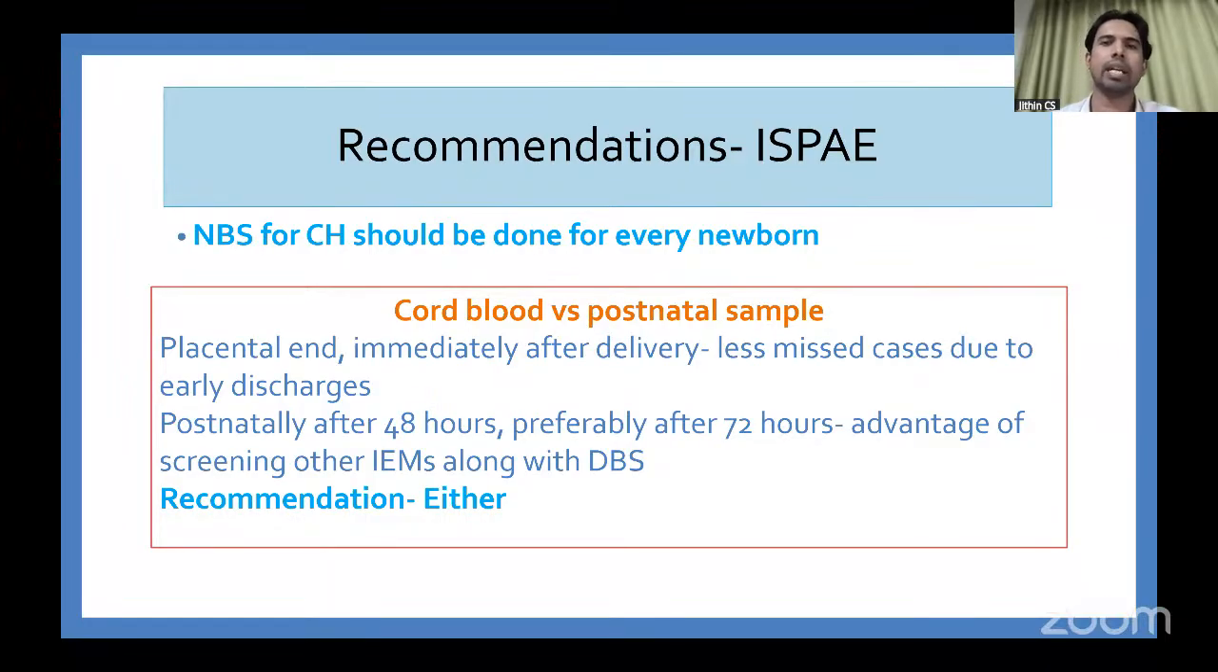So cord blood has certain advantages. One is that we need not prick for that TSH result. Other thing is that in units where early discharges are happening, we can actually do cord blood. And cord blood is safe for doing the TSH because the normal neonatal TSH surge happens 30 minutes after birth, so generally the cord blood would be spared of the normal physiological neonatal TSH surge. And this TSH surge happens for 48 to 72 hours. That is why we preferably take a thyroid screen or TSH venous sample after 72 hours.